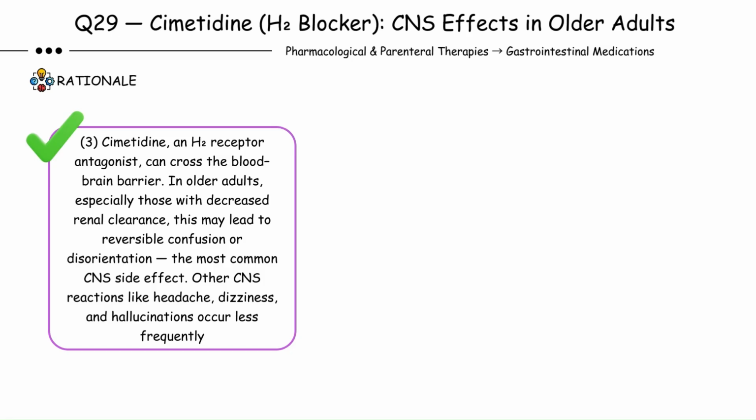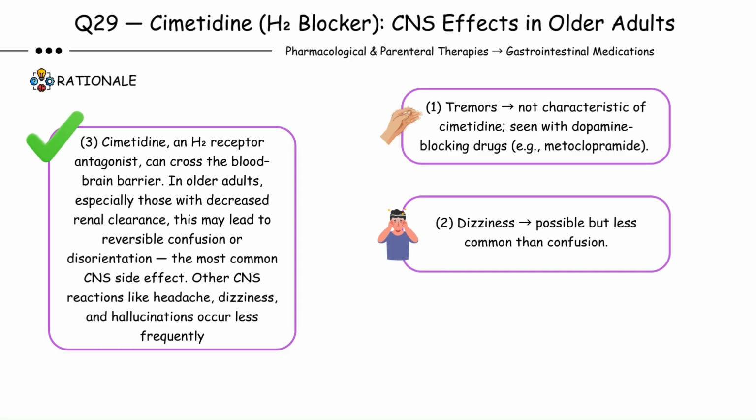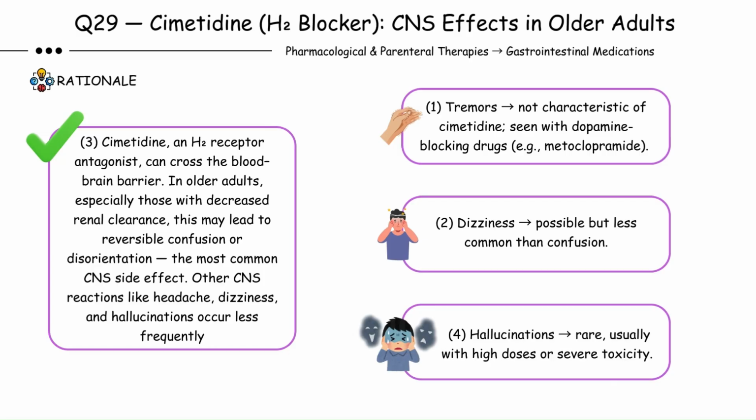Now let's look at why the other options are incorrect. Tremors, not typical of cimetidine. Tremors are more commonly associated with dopamine-blocking medications like metoclopramide. Dizziness, possible but less common than confusion. Hallucinations. These are rare and usually associated with very high doses or severe toxicity.